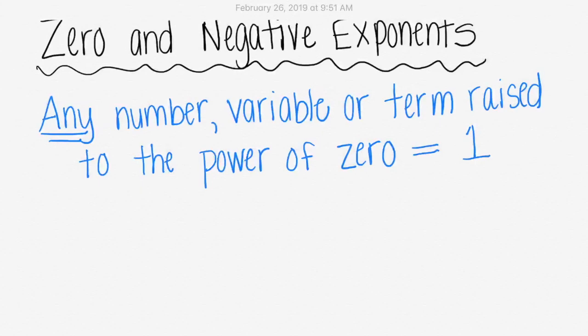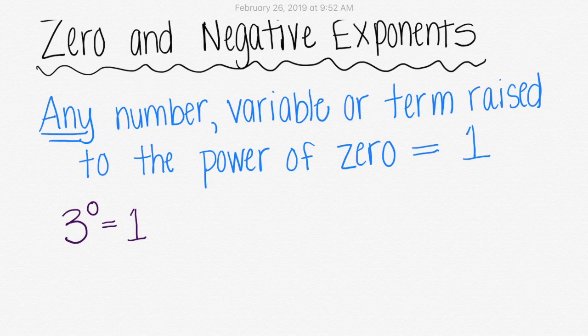Okay, we're going to look at two rules here because the first one is very short and simple. Zero exponents: any number, variable, or term raised to the power of 0 is equal to 1. I'm going to give you 3 examples to go along with this. So, the first example, 3 raised to the power of 0. If you put that in your calculator and you press enter, you will get the answer of 1.